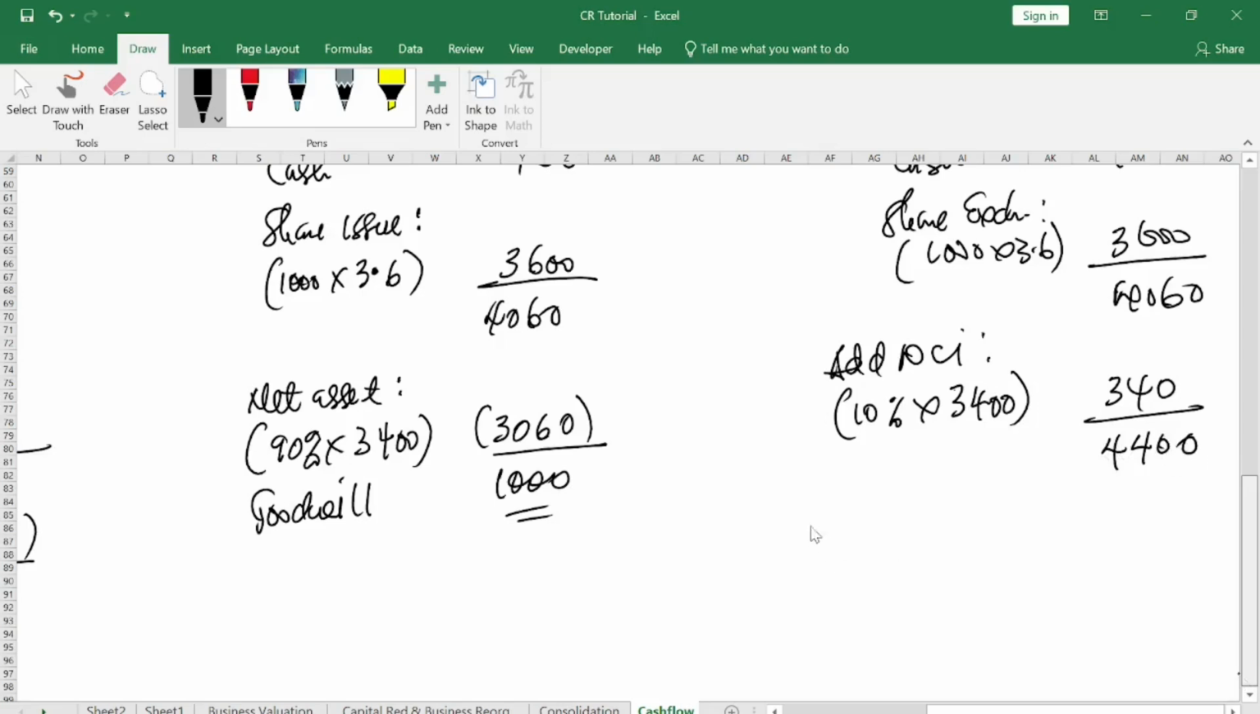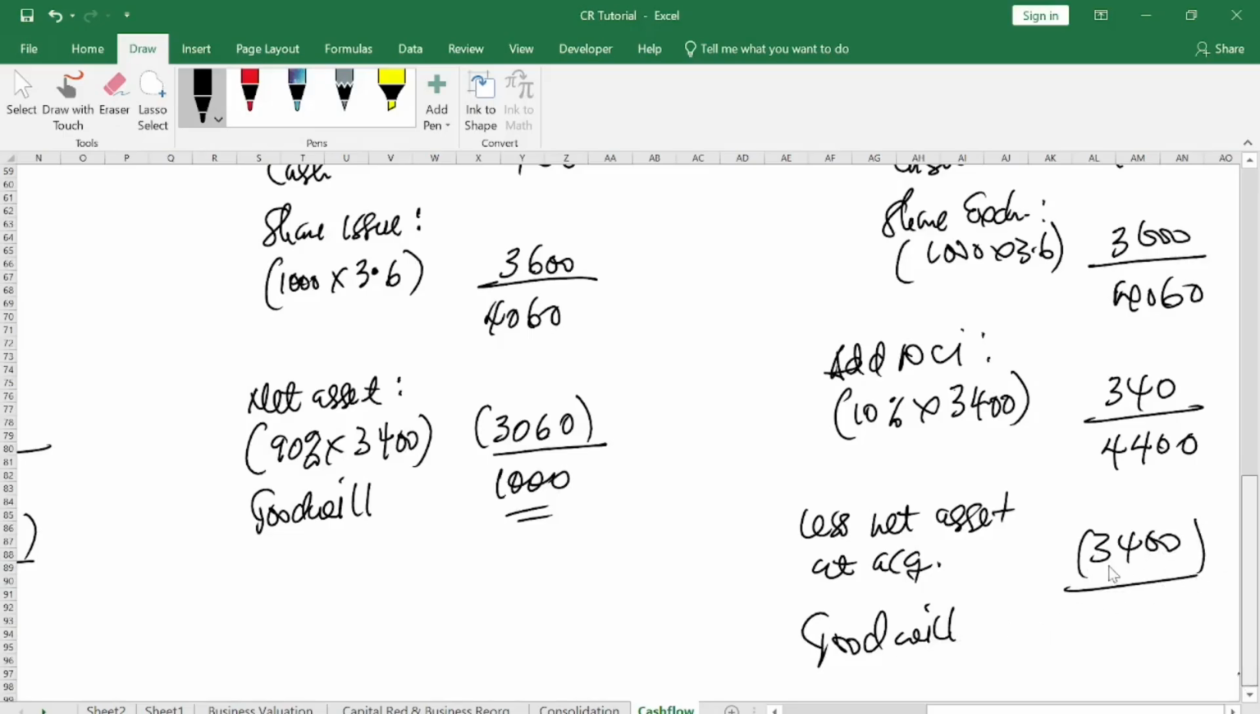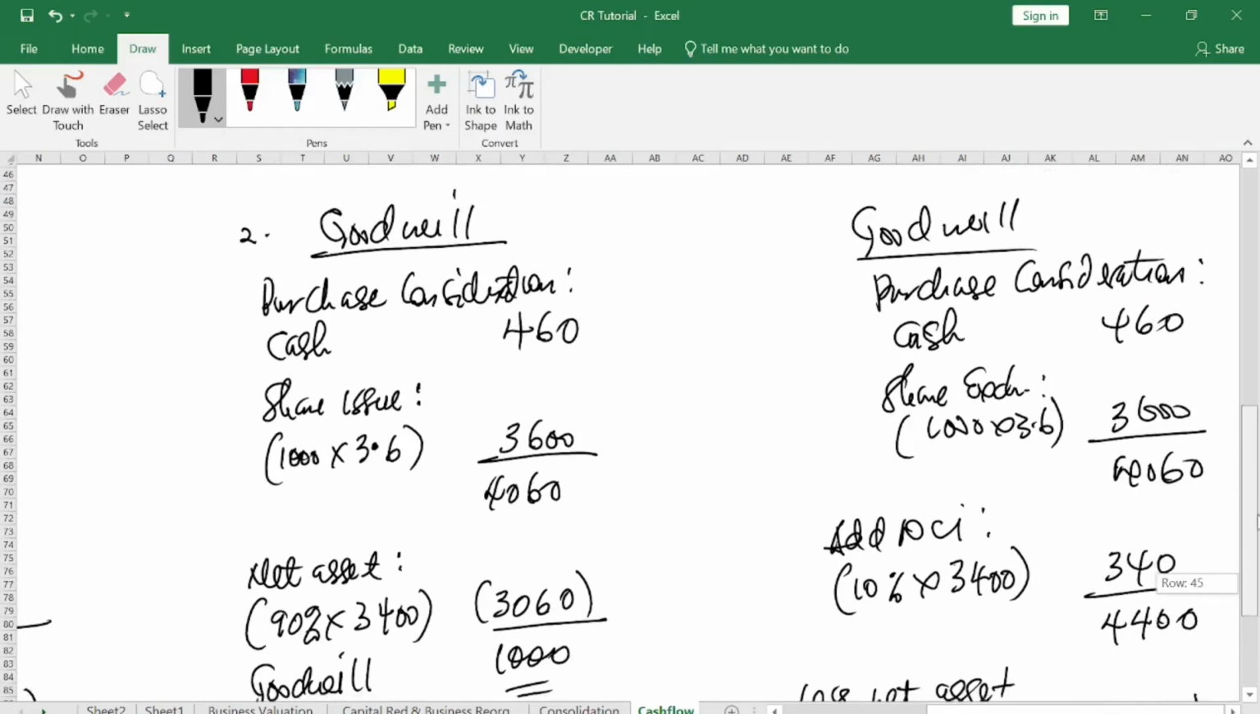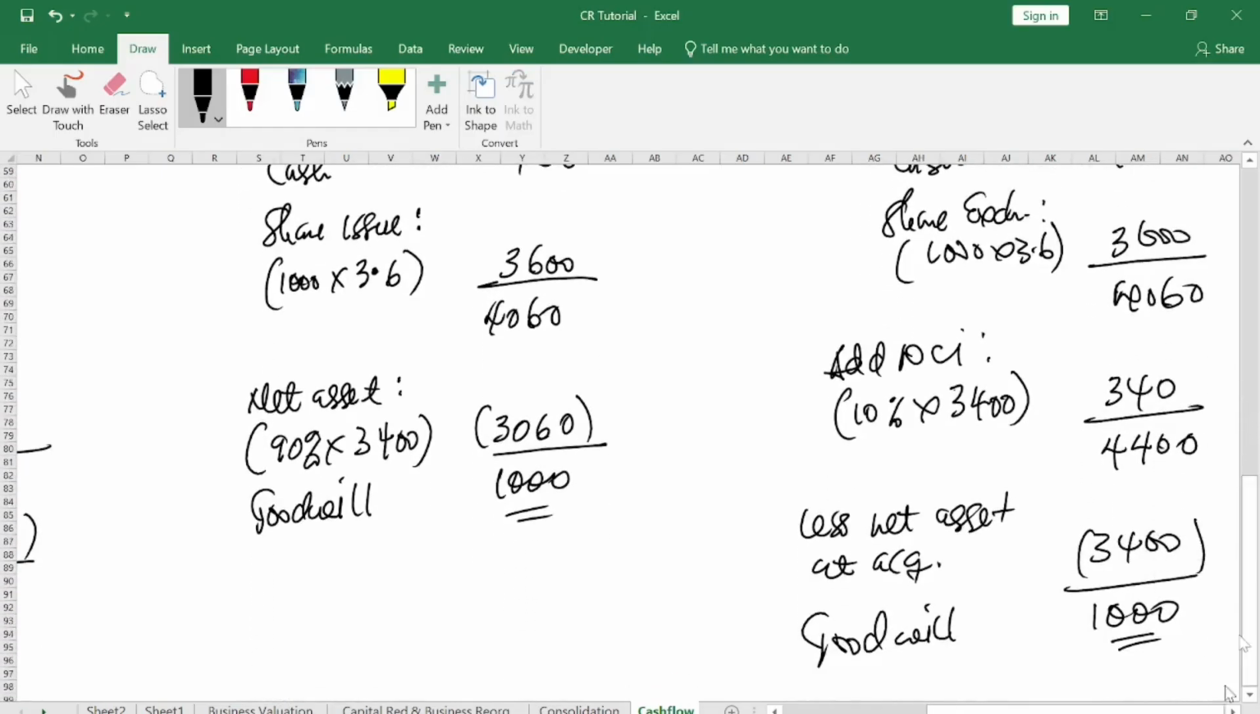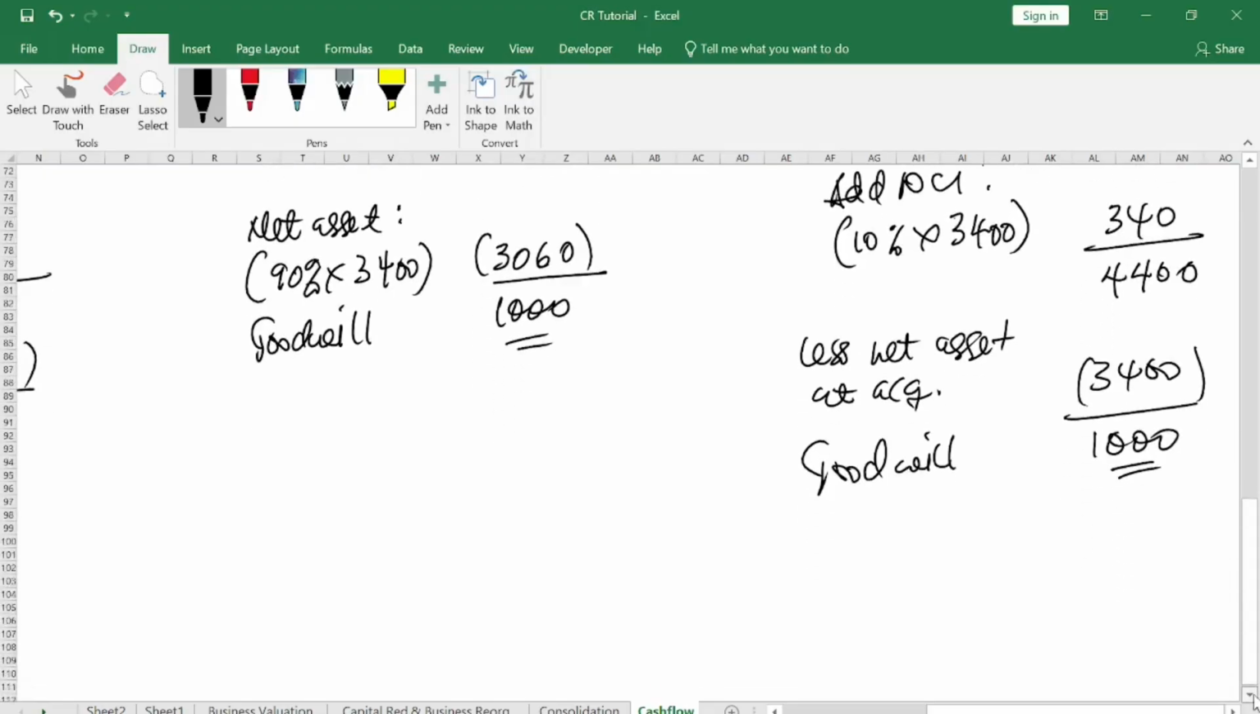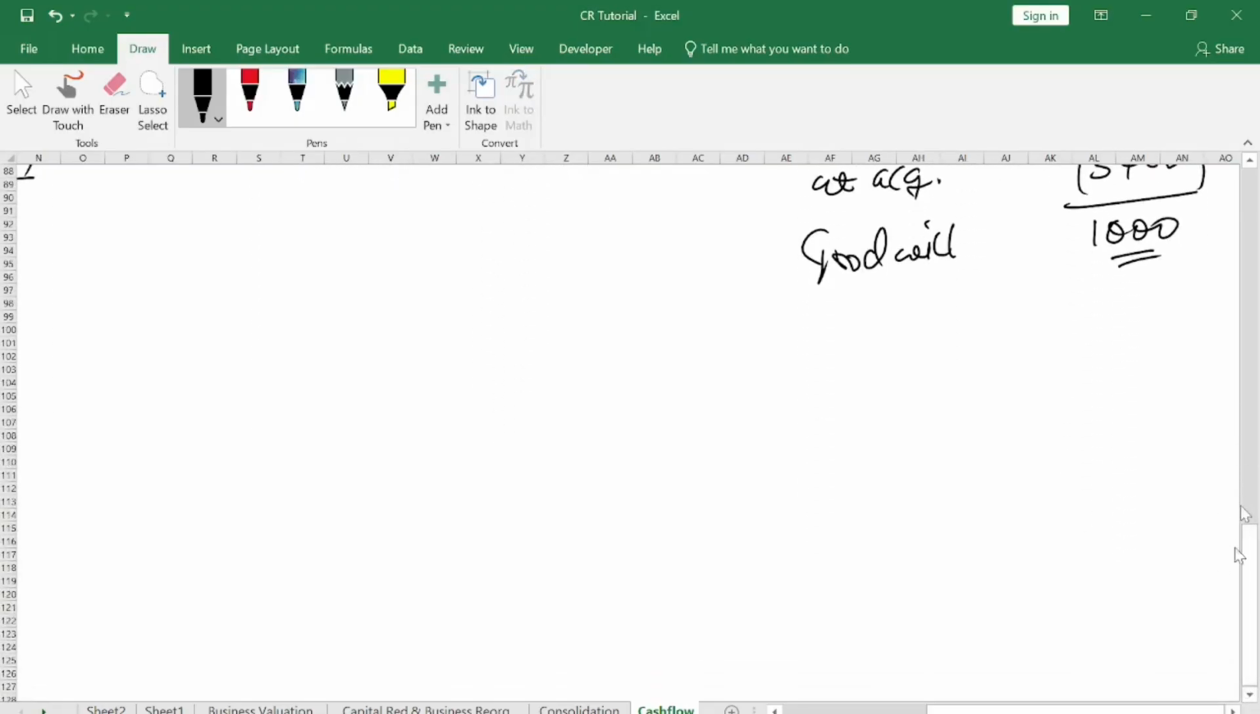4,400. Then you come and do what? Less net asset at acquisition. Net asset at acquisition was 3,400. When you less it, what do you have? 1,000. So that is it. So which one do you think is easy for you, you'll pick to determine your goodwill.